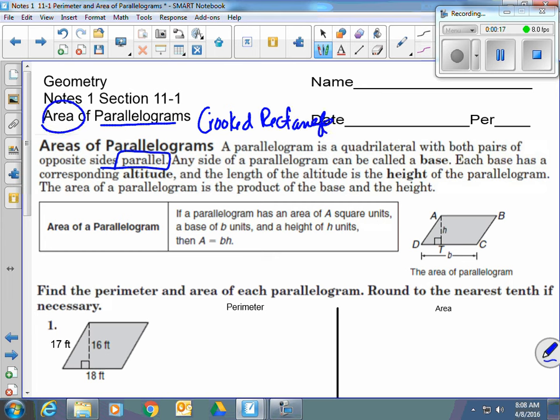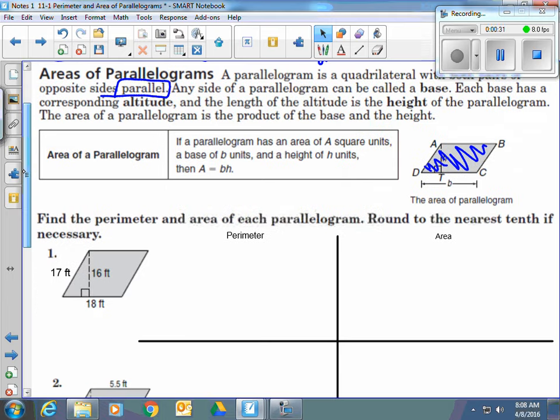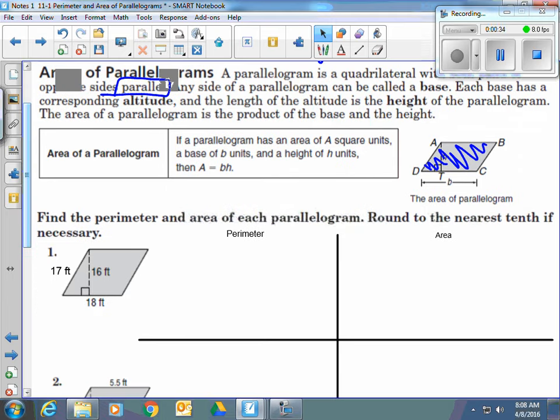So what that means is that if I take this parallelogram and shade it all in, I'm looking for how much material it would take to paint that piece, or how much paper I would need to create that shape. Any side of the parallelogram can be called a base. Each base has its corresponding altitude. What's an altitude? Remember, an altitude has to have 90 degrees, and the length of the altitude is the height of the parallelogram.